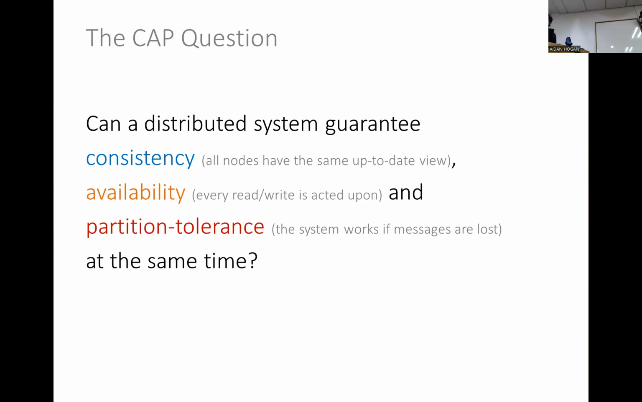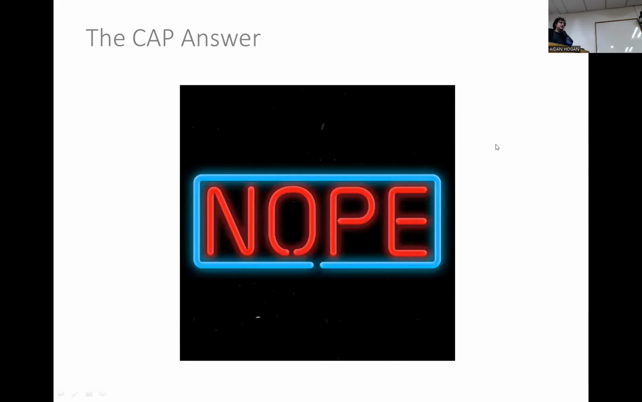So the CAP question in terms of the theorem is, can a distributed system guarantee consistency, availability, and partition tolerance at the same time? So what do you think? You think it's possible? Maybe. It's not possible. Yeah, so it's not possible. So as we would say in English, nope, or I don't know, maybe is it in Peru? They say nope.